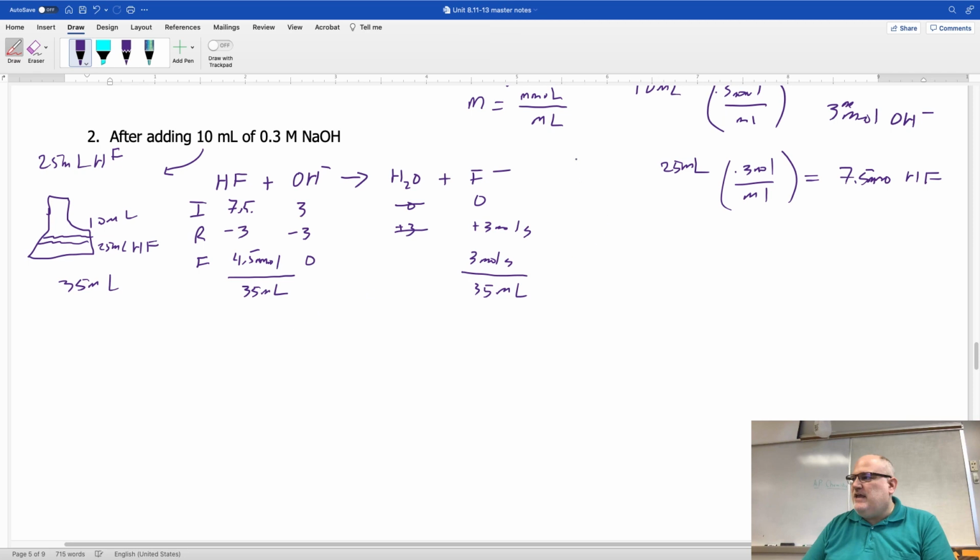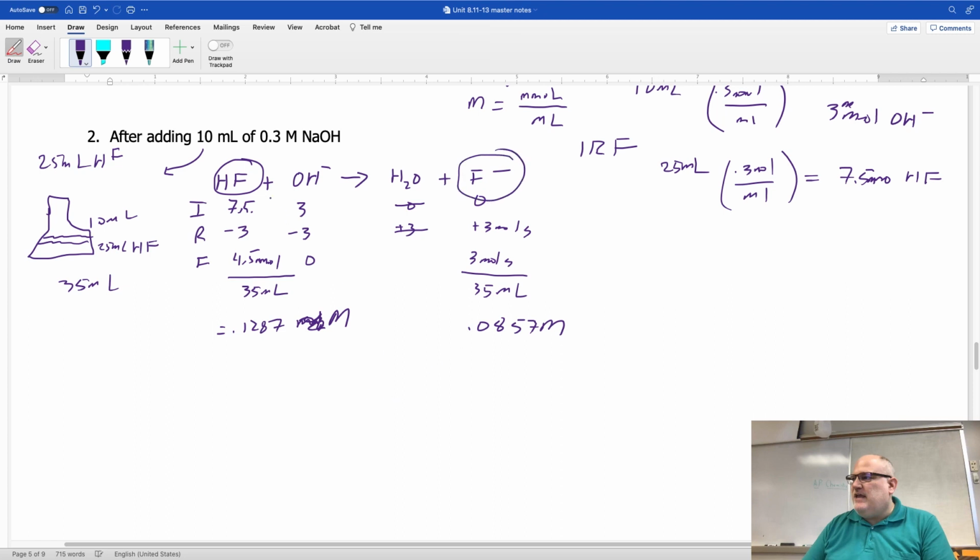So all of this has been the IRF table step. We're getting ready to do the equilibrium step. Now, if I actually did the math on this and set up the problem, this is going to be equal to 0.1287 molar, not mL, molar, and this is going to be equal to 0.0857 molar. Now, we have right now our HF and F minus.